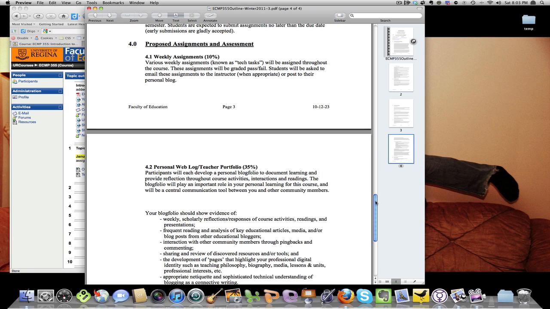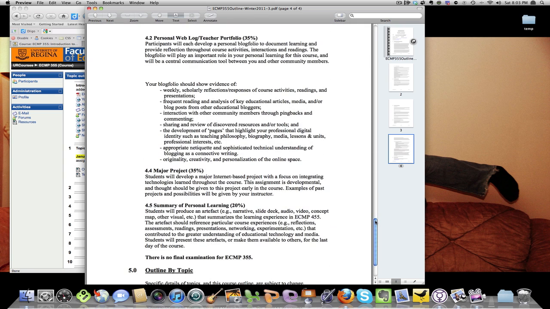They're generally pass-fail, and there are generally about 10 in a class, sometimes a few more, sometimes a few less, depending on how deep some of these things get. Those range from the activity you'll see for Tech Task number 1, which is basically a blog post, to things like creating videos. There is also a personal weblog or teacher portfolio that you'll develop, and depending on where you are in the program, it's going to be a little bit different.